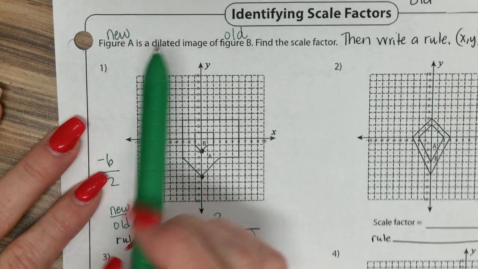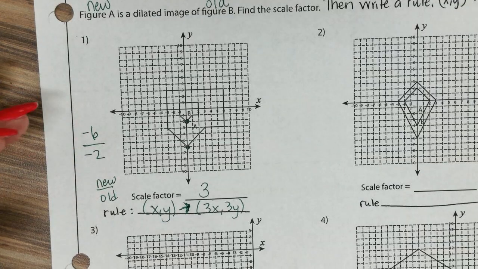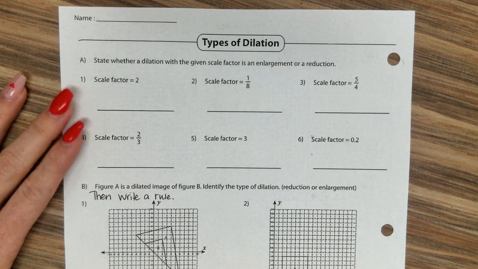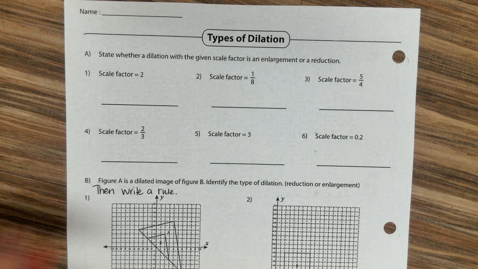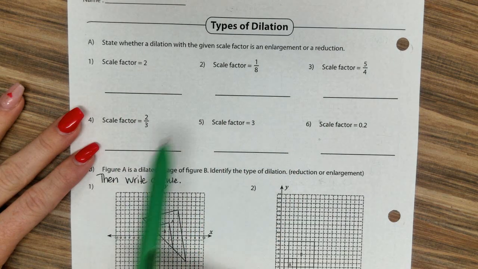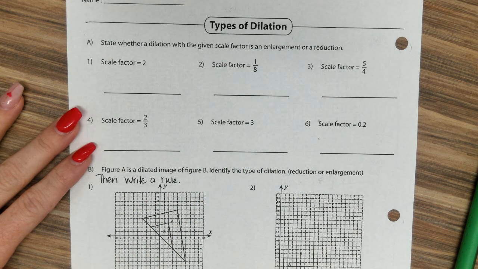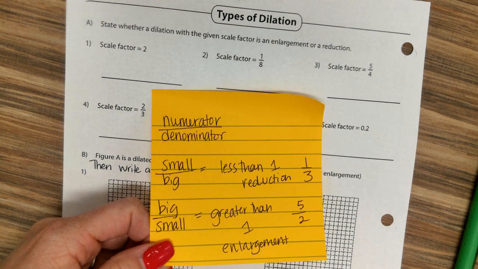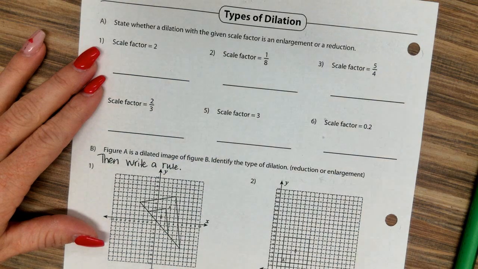Guys, you need to go label every single A is new, every single B is old. Flip to the back. When you get on the back, at the top, you don't have to do any math. You are simply going to look at the scale factor and decide if it's an enlargement or a reduction. Remember the trick that I taught you this morning, and it's written on the board. If the number is greater than 1, it's an enlargement. If the number is less than 1, it's a reduction.